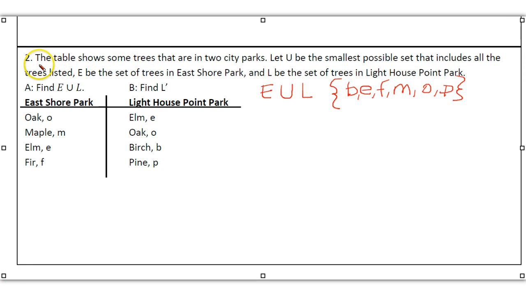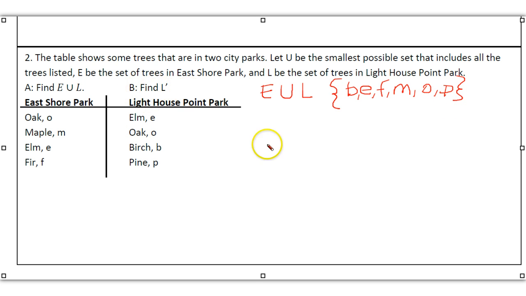So in setting up number 2, we're given these letters to indicate the trees that are in this park and then the trees that are in this park. So they want us to have a union of these two. So I just went through and listed them all alphabetically.